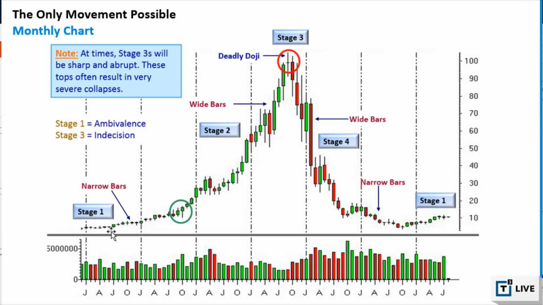Why small bars? Why is that a characteristic of stage one? Because nobody's interested in it. So the stock is not going anywhere. Does that make sense? Nobody's interested in it. When it starts to move up, that's when people start to get really interested. And I don't blame them, because it's moving. Here at the bottom, it's not moving. And stage three, the top, stage four, the downtrend, and then the base.